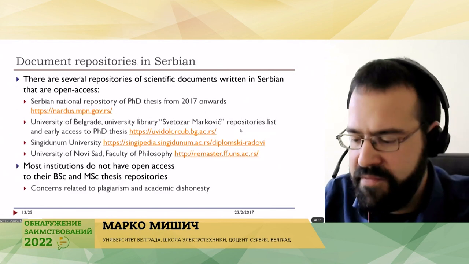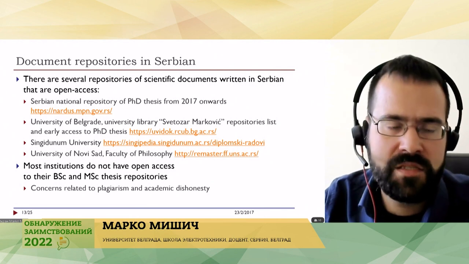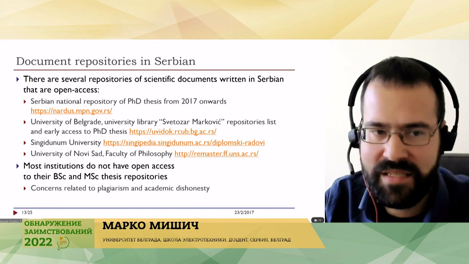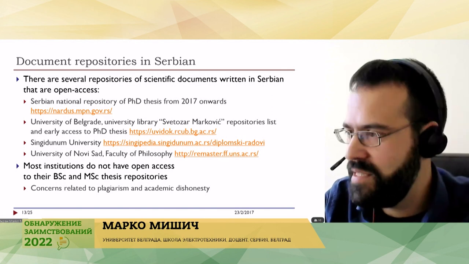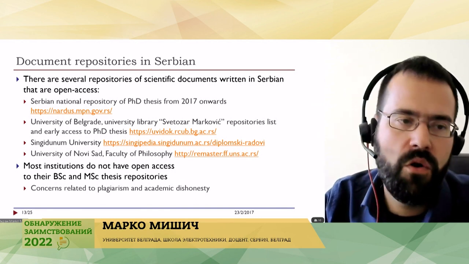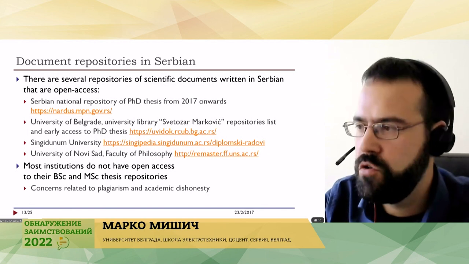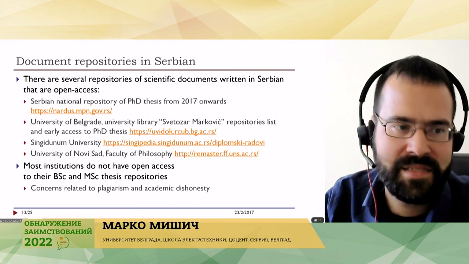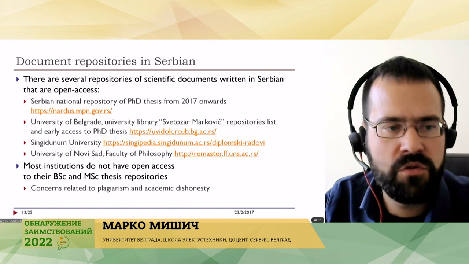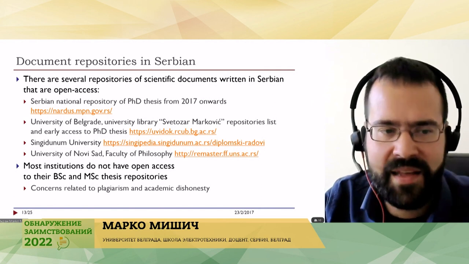Of course, we have several efforts here in Serbia to tackle the problem of plagiarism, especially in scientific documents. So we have several open access repositories of scientific documents written in Serbian. First of all, it's the Serbian National Repository of PhD Theses, which was established in 2017 by the law on higher education here in Serbia. Then we have our university library, Svetozar Marković, which also maintains one repository and has an early access tool to PhD theses. Then the biggest privately owned university here, Singidunum University, also maintains its own repository, as well as other universities.